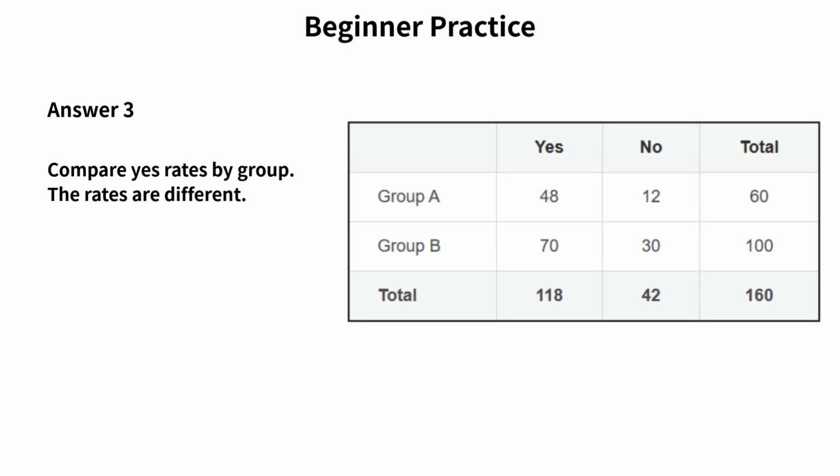Alright, let's go over the answer to beginner practice, question 3. To test independence, we compare the yes rates by group. Group A has 48 out of 60. Group B has 70 out of 100. Since the rates are not the same, the two variables are not independent.